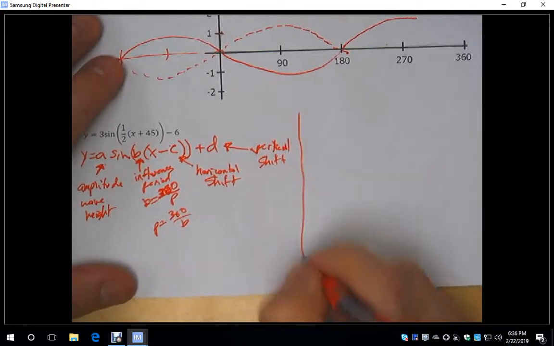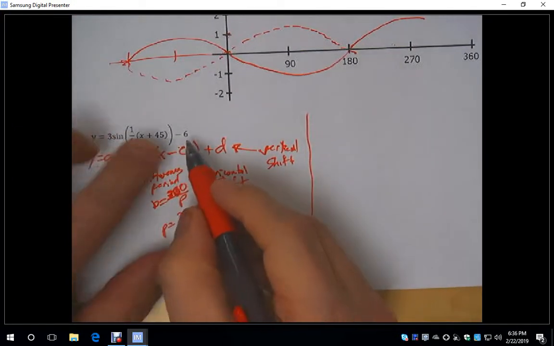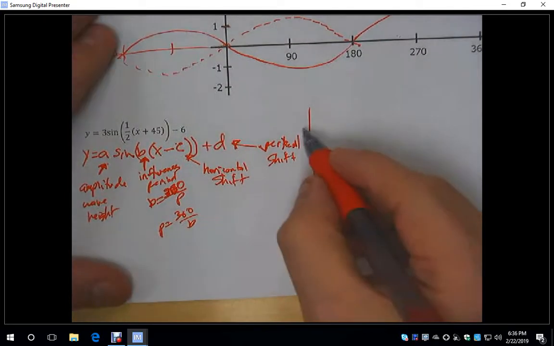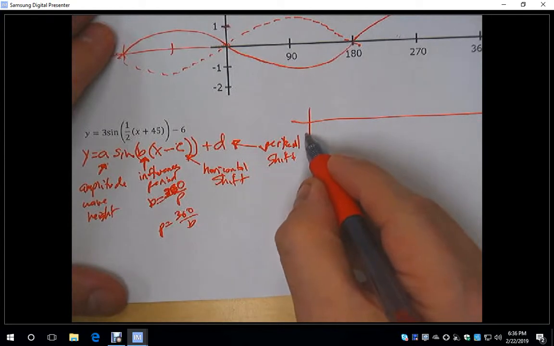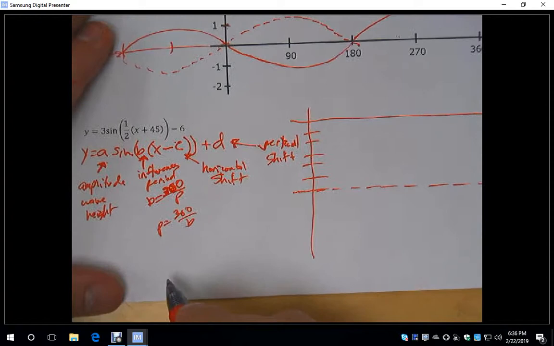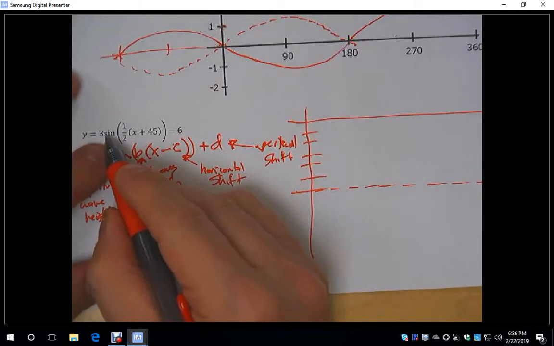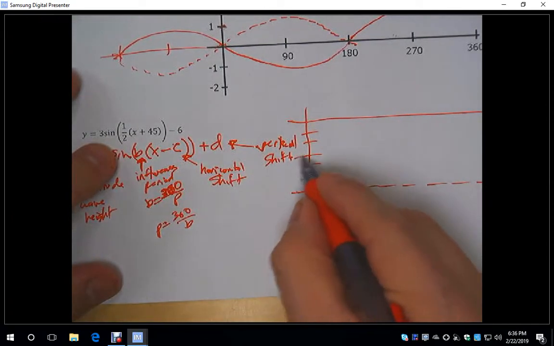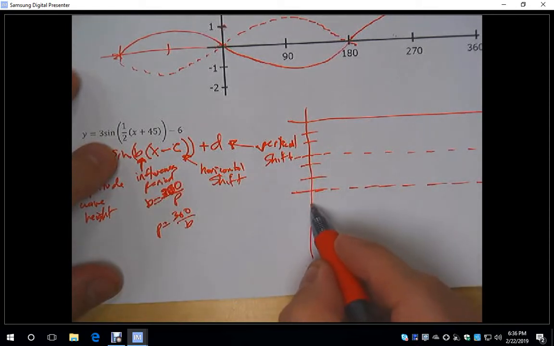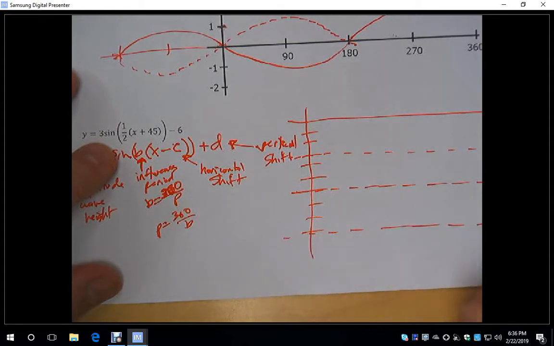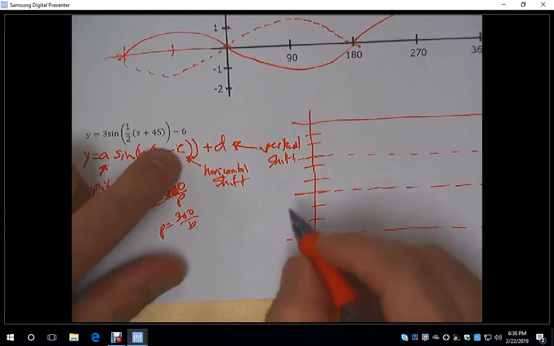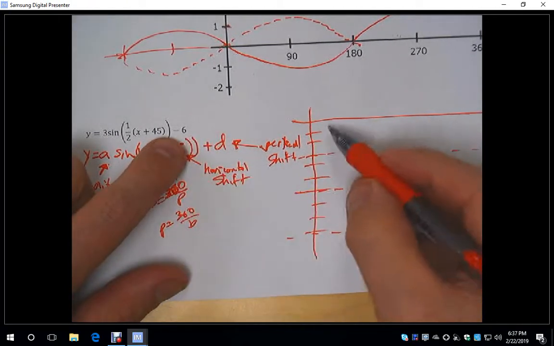I need to, my principal axis is going to drop by 6. So here we have 1, 2, 3, 4, 5, 6. My principal axis is here. It looks like my wave is 3 units up, so 1, 2, 3. So we're going to go this high. The wave will also drop below the principal axis by 3 units, so we'll be going down this far as well, since we have our vertical shift, we've shifted down.